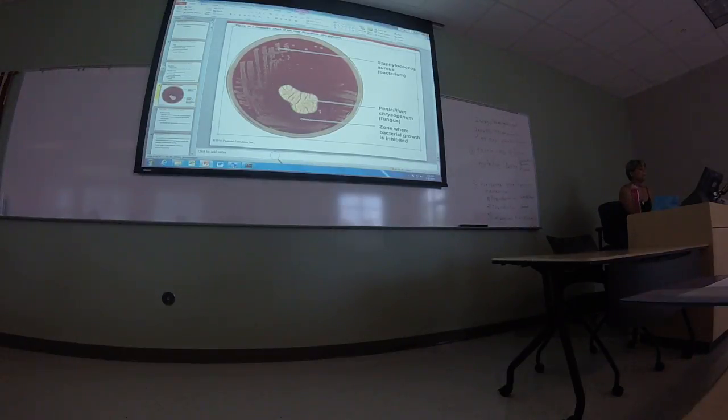And he noticed a zone of inhibition. Notice the bacteria are not growing around the penicillium mold. That's called a zone of inhibition. And that's what you're going to measure around your discs on your Kirby-Bauer plates. So you did a Kirby-Bauer disc diffusion method. And you're going to measure the zone of inhibition around the discs.